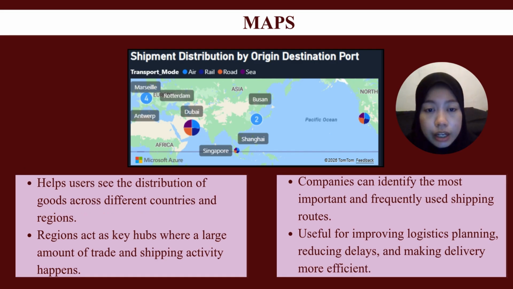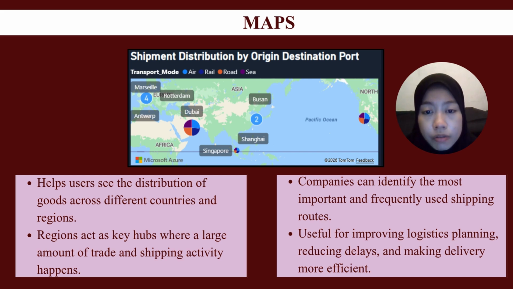For this slide, I will explain about shipment distribution, which is the map. On this slide, we can see the shipment distribution shown on the map. This map shows where shipments are being delivered around the world, allowing us to clearly see how goods are distributed across different countries and regions. Most shipments are concentrated in major regions such as Asia, Europe, and the Middle East. These areas act as key hubs for global trade and shipping activities.